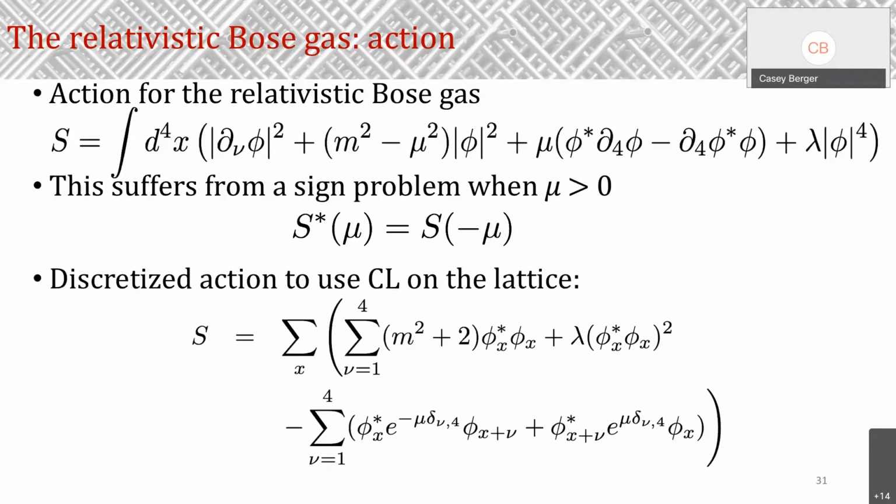So we can discretize the action. Once we do this, we can derive our drift function for the lattice, and then we can run the simulation exactly with the algorithm that I described before.